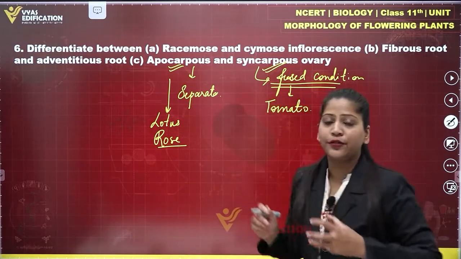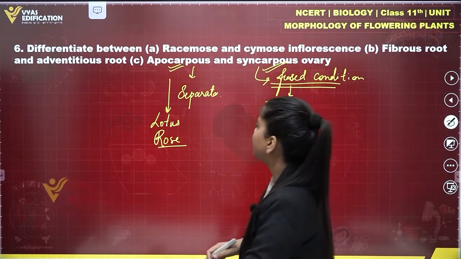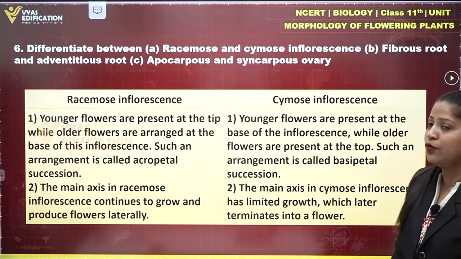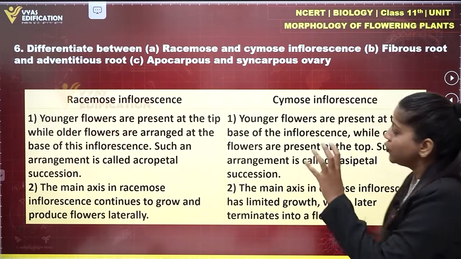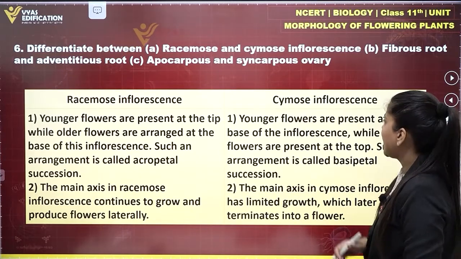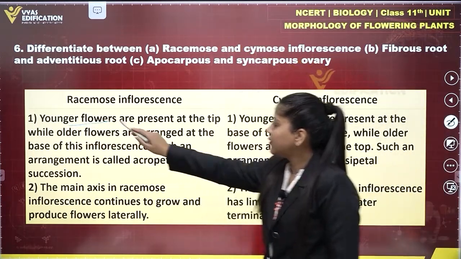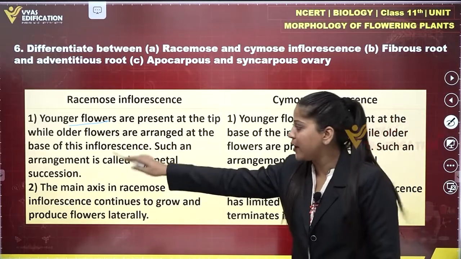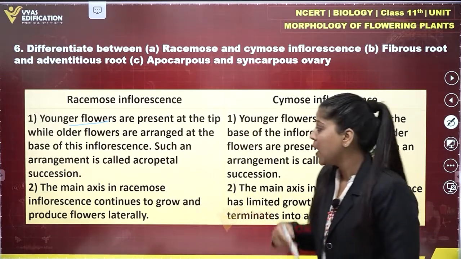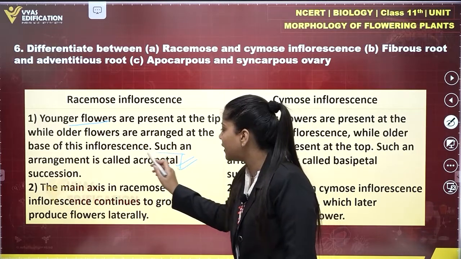So these are the differences between all these, and I have brought the written answers for the students who find difficulty in writing the answer. First we have the differences between racemose inflorescence and cymose inflorescence. The younger flowers are present at the tip, whereas the older flowers are arranged at the base of this inflorescence. This kind of arrangement of flowers is known as acropetal succession.